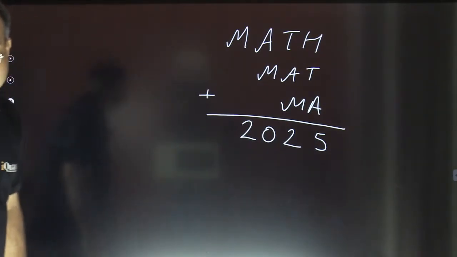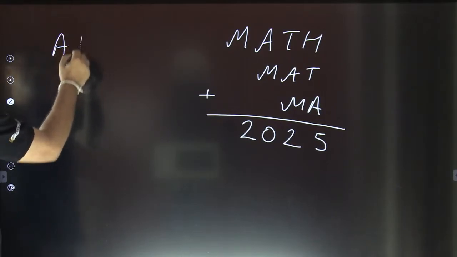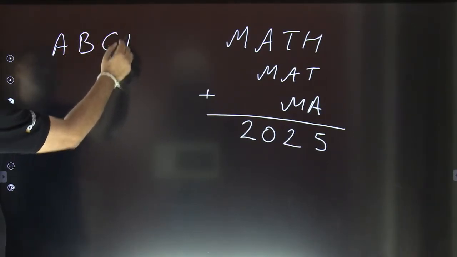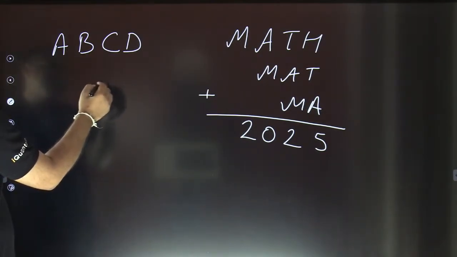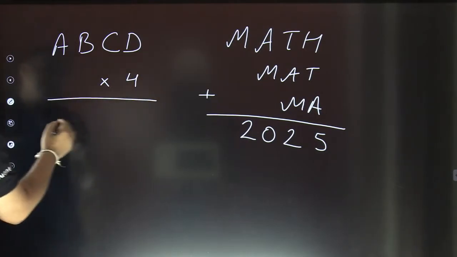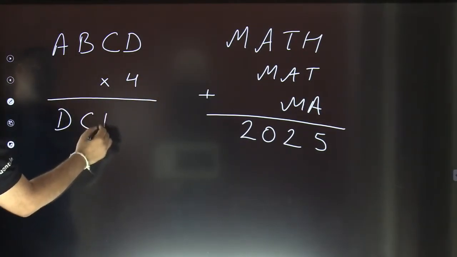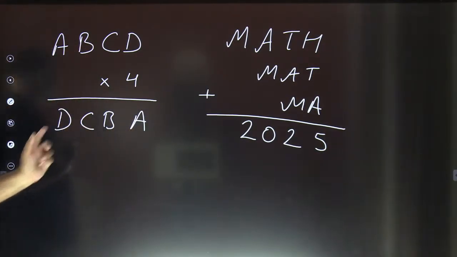And after that, I'm giving one more question of similar pattern. ABCD is a 4-digit number. When it is multiplied with 4, the answer is another 4-digit number formed by the same digits in the reverse order, DCBA.